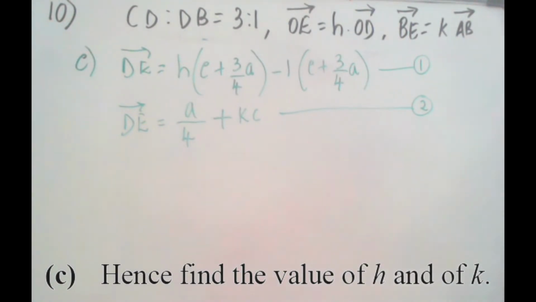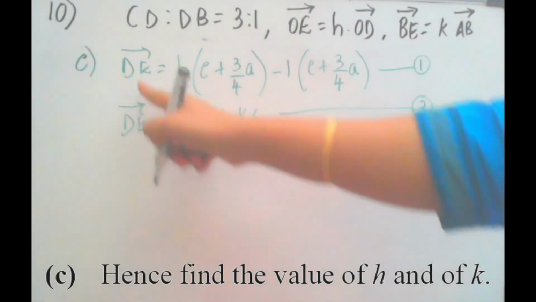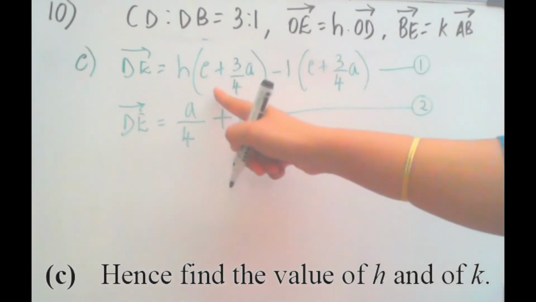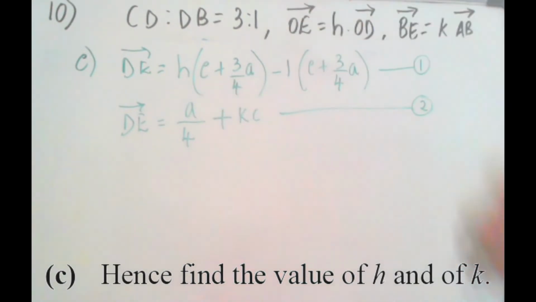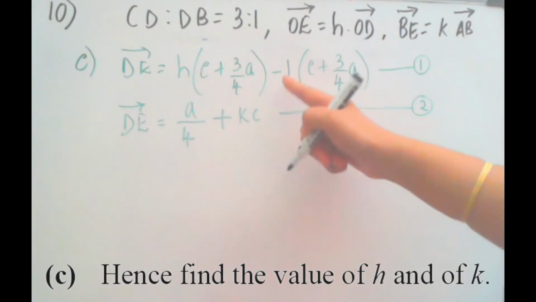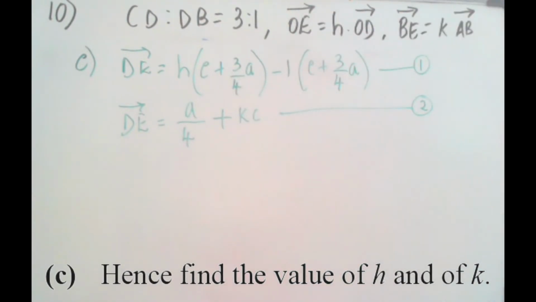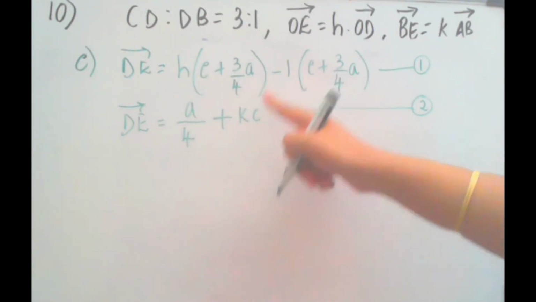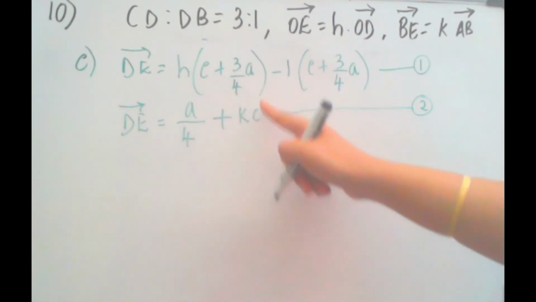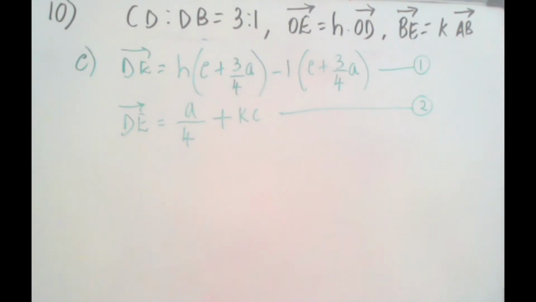Hence find the value of H and K. Hence find, that means we have to make use of the answers above. So we have found the expression for DE in two ways, right? This was answer for part A, this was answer for part B. Both are expressions for DE. So we will use these two equations to find the values of H and K. See closely, we have H here and K here, and A and C common in both equations. Alright, so we will equate the two.